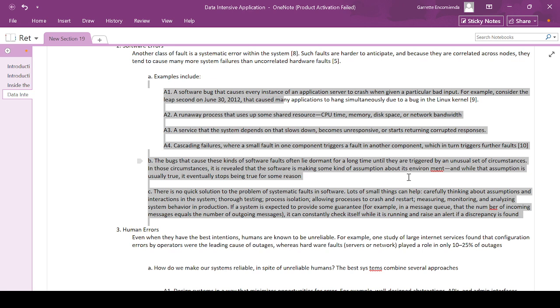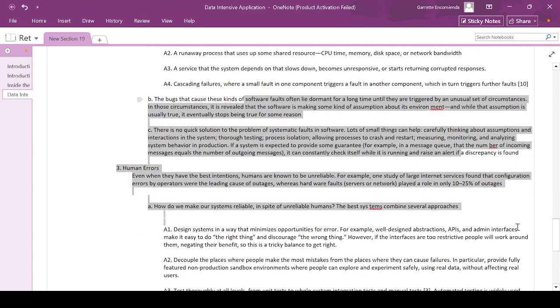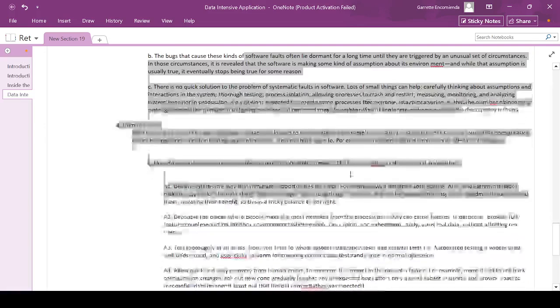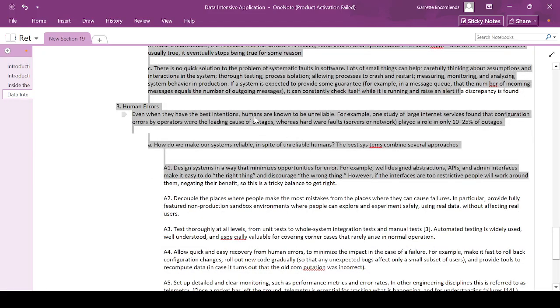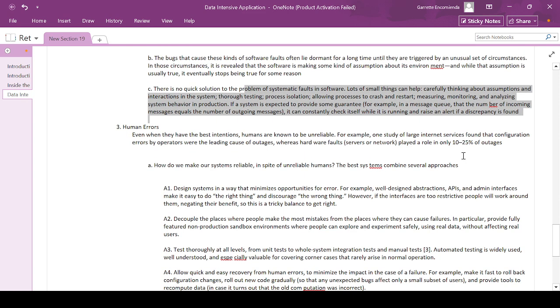Cascading failures, where a small fault in one component triggers a fault in another component, which in turn triggers further faults. The bugs that cause these kinds of software faults often lie dormant for a long time until they are triggered by an unusual set of circumstances. In those circumstances, it is revealed that the software is making some kind of assumption about its environment, and while that assumption is usually true, it eventually stops being true for some reason. There is no quick solution to the problem of systemic faults in software.